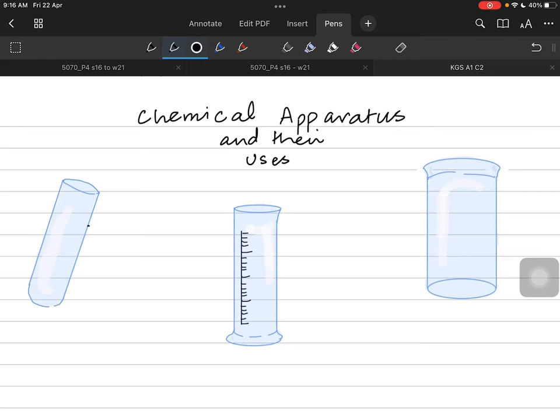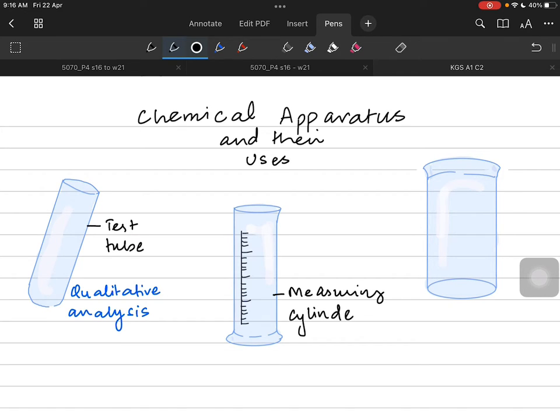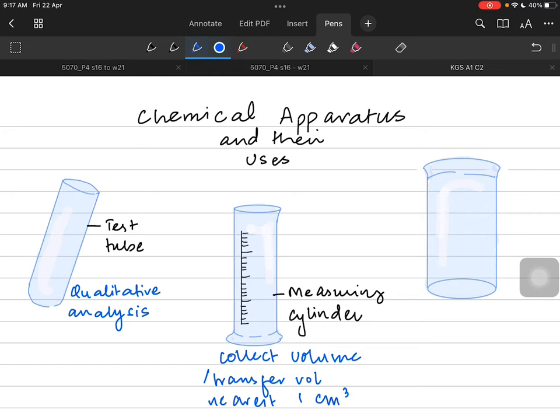Three more pieces of apparatus we have over here include a test tube on the left of the screen. We have a measuring cylinder and a gas jar. A test tube is used for qualitative analysis. If you remember the last video, it was used for qualitative analysis. We have the acid or the salt over here and then we test it. A measuring cylinder is also used for transferring the solution. It collects and then later transfers the solution, but it does not have as good a level of accuracy as a burette or a pipette. So it measures to the nearest 1 centimeter cube, not 0.1 centimeter cube.